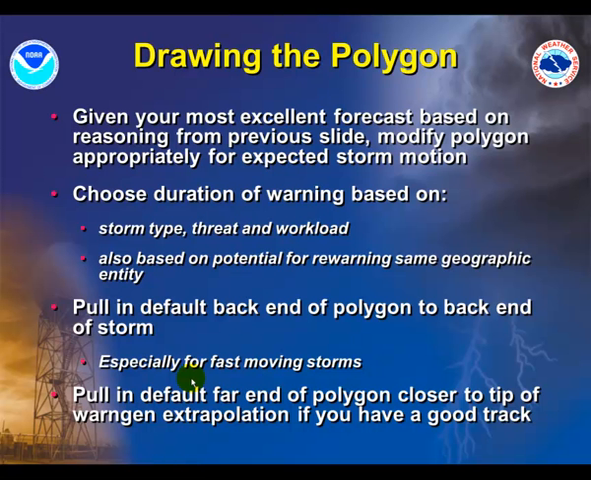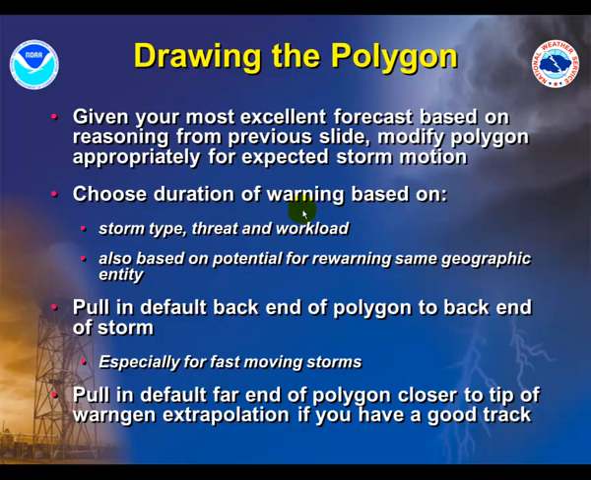Once you have your best initial estimate for this storm, you have to consider other things. You modify your polygon appropriately for what you expect the storm motion to be. You have to factor in uncertainties, obviously. You choose your duration of the warning based on your storm type. Pulse storms are different than supercells and bow echoes. Your threat and the workload.